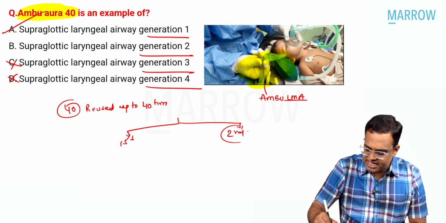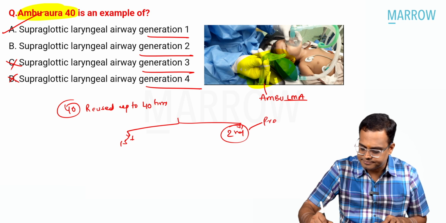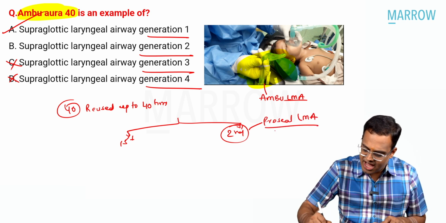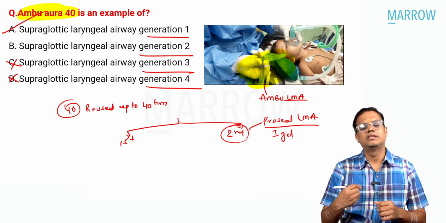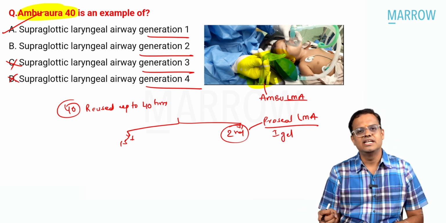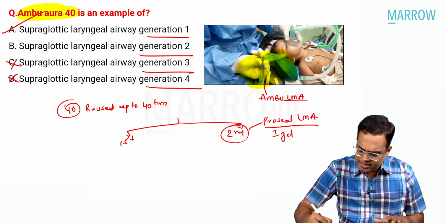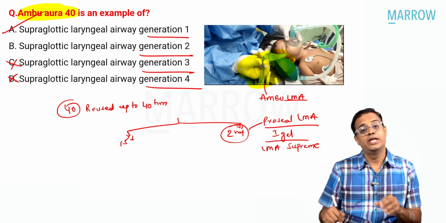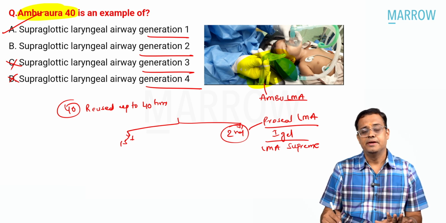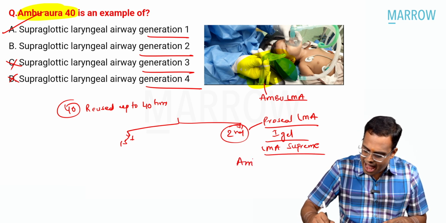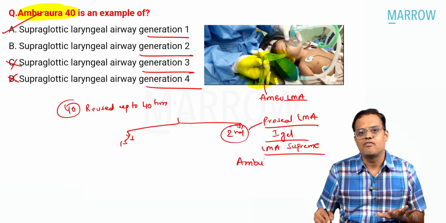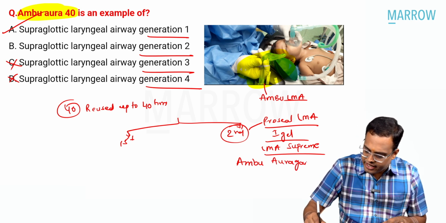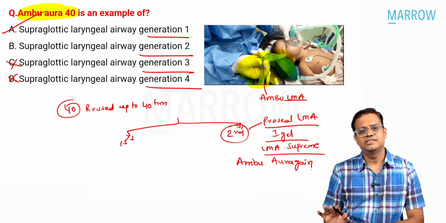The classic example of a second generation LMA is the ProSeal LMA. Many times this question has been asked, or even if they had asked about iGel, I would not have been that surprised. Why? Because iGel is also a second generation LMA. Or if they had asked about LMA Supreme, LMA Supreme is also a second generation LMA. But unfortunately, they have asked about the Ambu LMA, Ambu Aura 40. In Ambu, there is only one second generation LMA, called the Ambu AuraGain. Okay, so this is Ambu AuraGain.